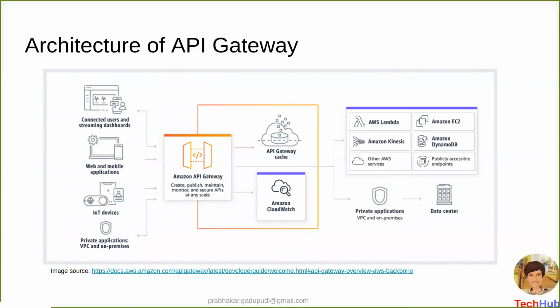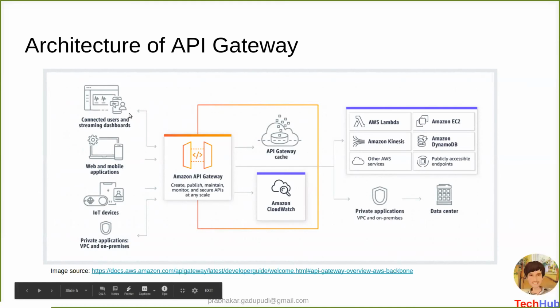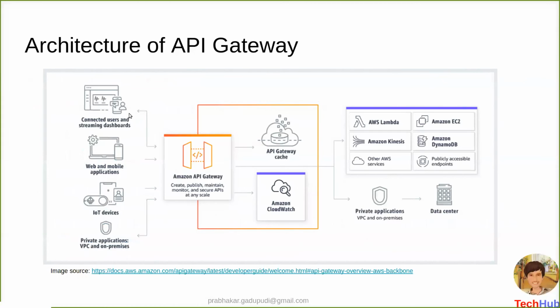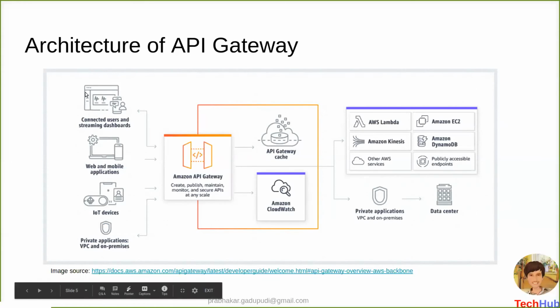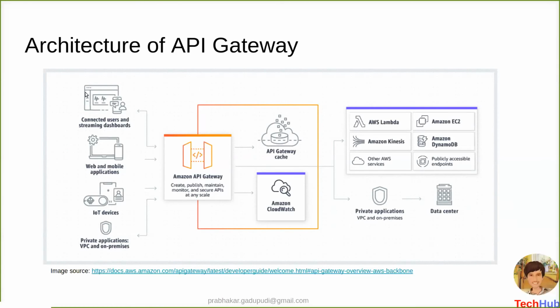First of all, let's check what the architecture of API Gateway is. This is the image which I have downloaded from the AWS documents. Let's take an example. Suppose I want to do some shopping on the Amazon e-commerce website, so that I can buy a mobile, do some returns, place items into the cart, and search the products.